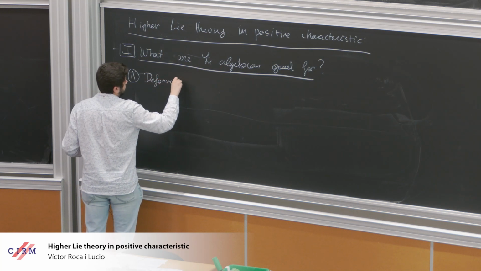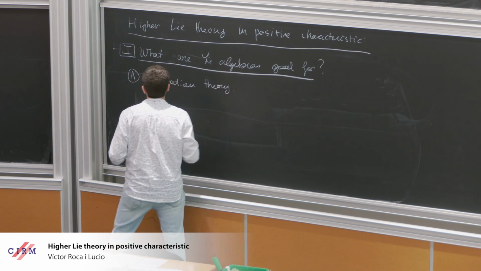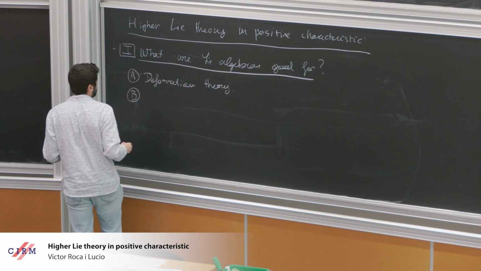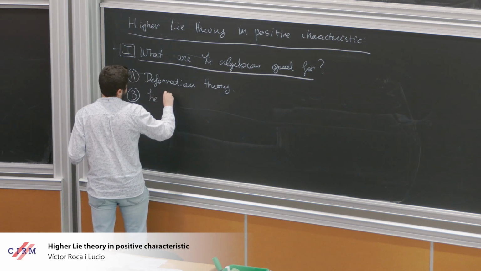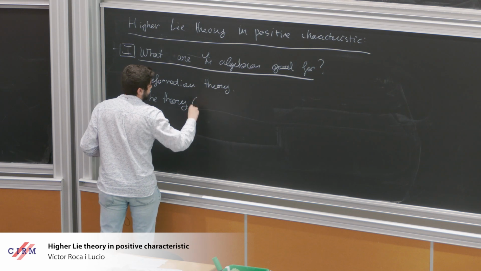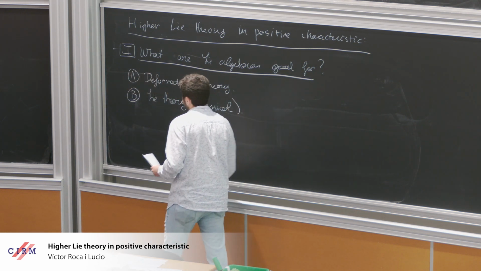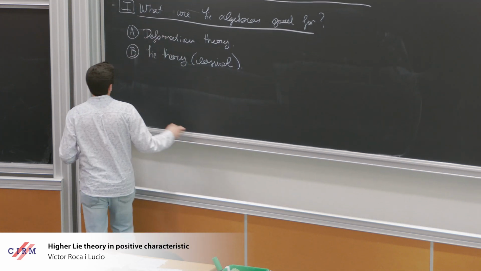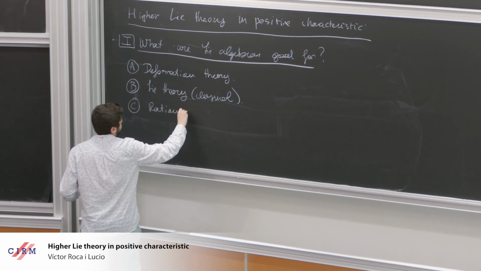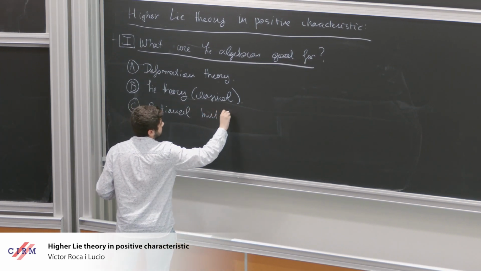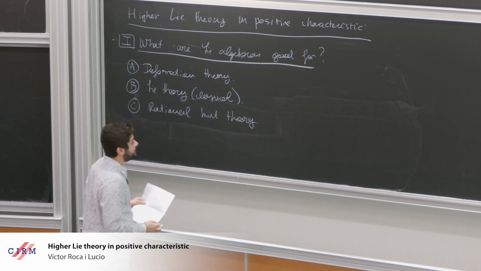They appear in deformation theory. They also appear, and this is a bit tautological, in Lie theory, and by that I mean classical Lie theory. And then the third subject will be rational homotopy theory.